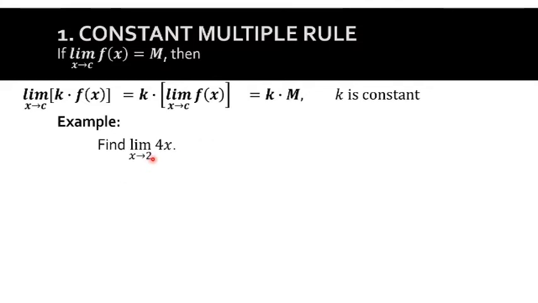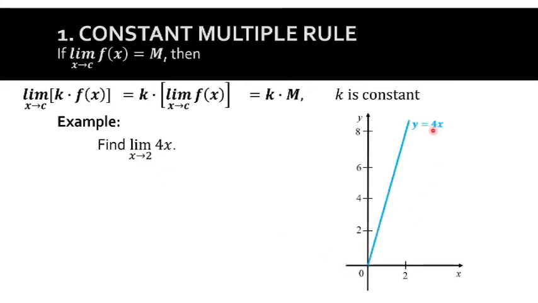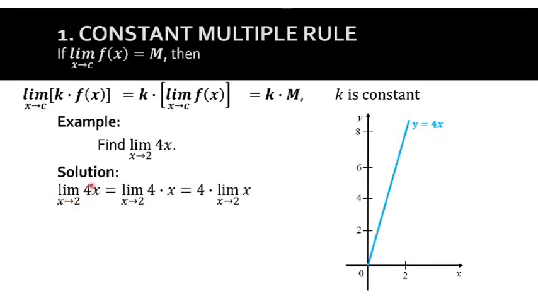Example, find the limit of the function 4x as x approaches 2. So if we graph this function, that is y is equal to 4x, our solution would be to change the given following the constant multiple rule. So we factor out 4 and we will multiply it to the limit of the remaining function, which is the identity function f of x is equal to x as x approaches 2. So we can use the previously shown solution for the identity function as x approaches 2.